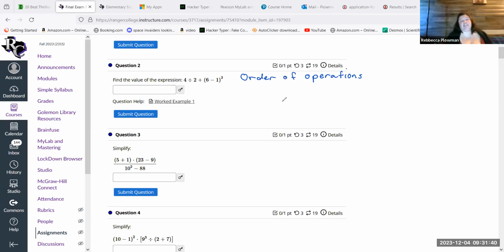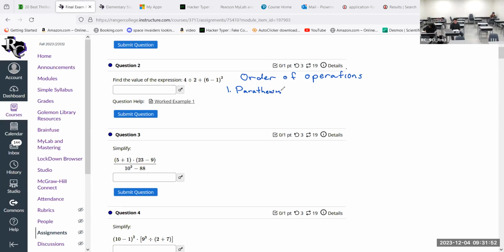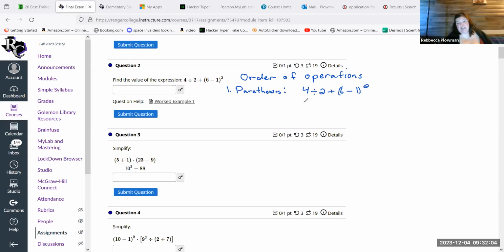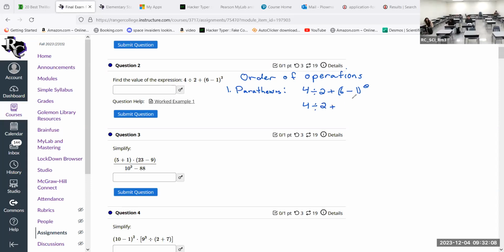So you do have at least one question that has to do with evaluating an expression. If you remember, when we're evaluating expressions, this is where we're going to be doing the order of operations. In the order of operations, the first thing we looked for was parentheses. So what we have to do is just rectify what's in the parentheses. If we do that, we end up with 6 minus 1, we have 5 squared.